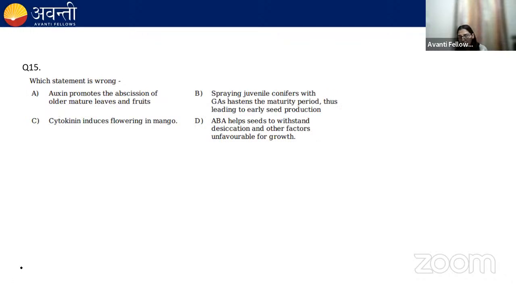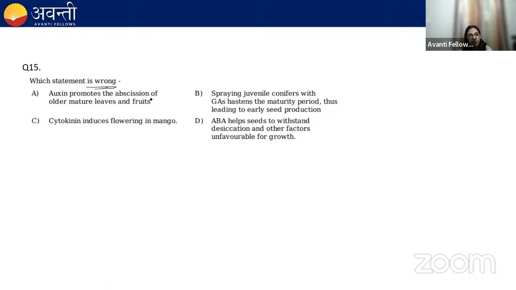Which statement is wrong? A, auxin promote the abscission of the older mature leaves and fruits. B, spraying juvenile conifer with the gibberellic acid fasten the maturity period and thus leading to early seed production. C is cytokinin induced flowering in mango. D is ABA helps seeds to withstand desiccation and other factors unfavorable for growth. They're asking about the wrong statement.